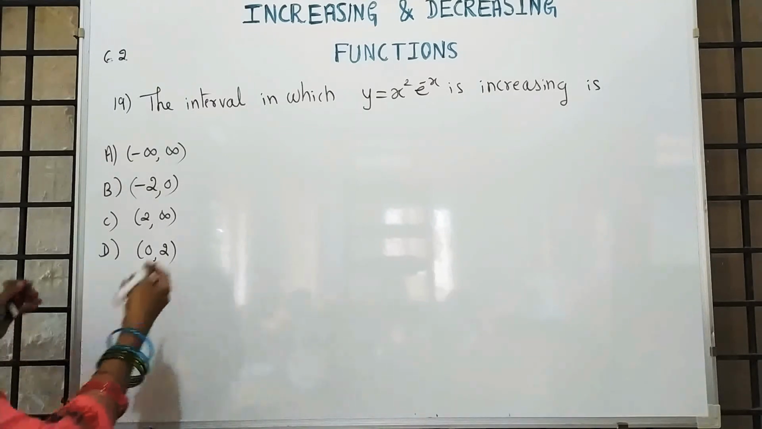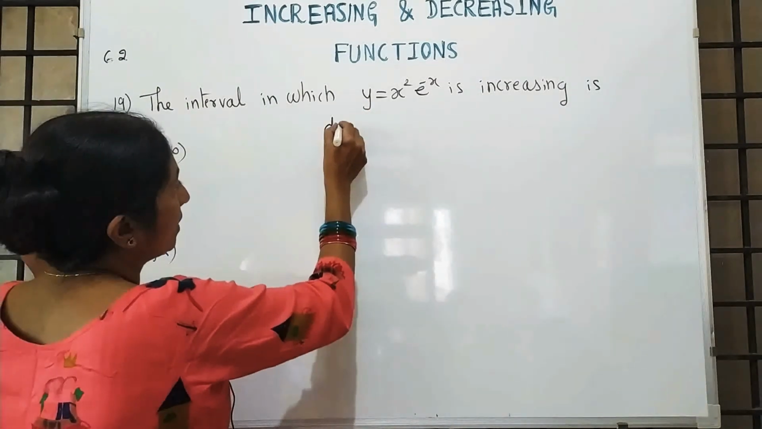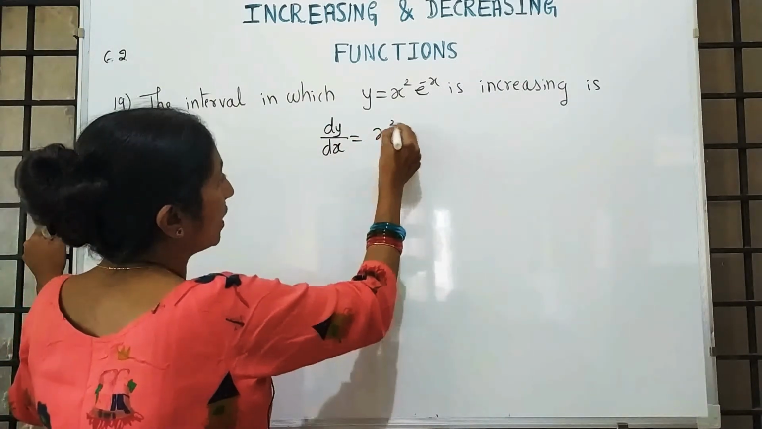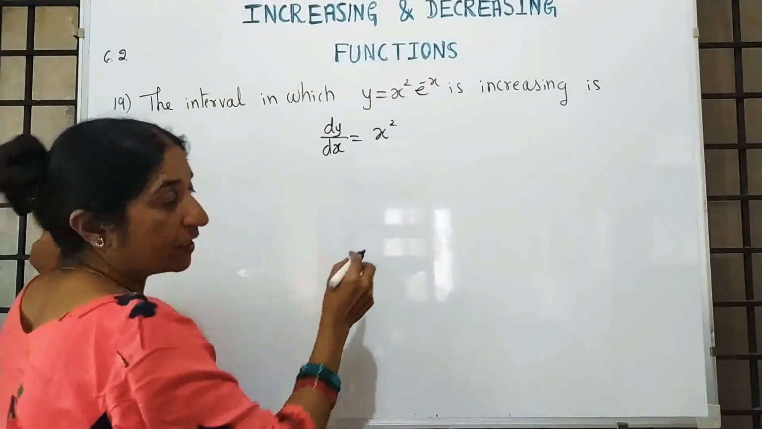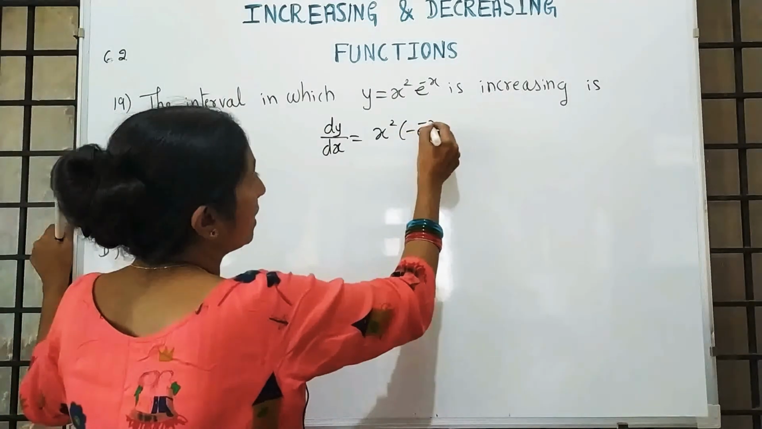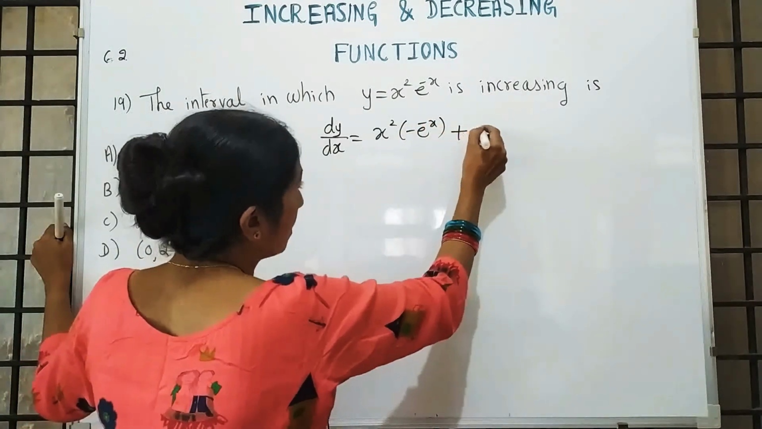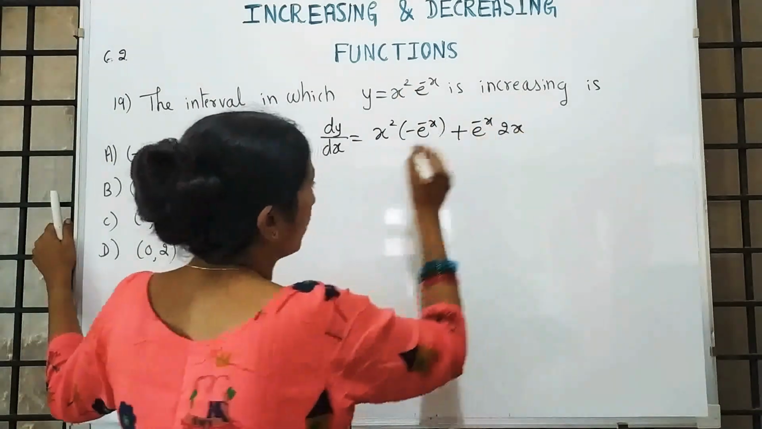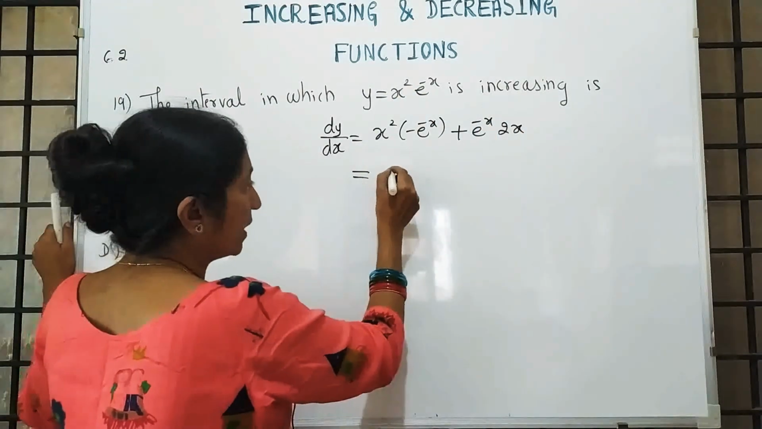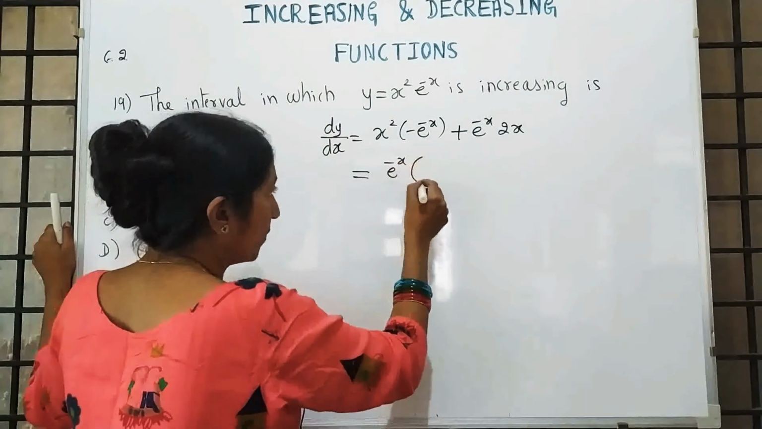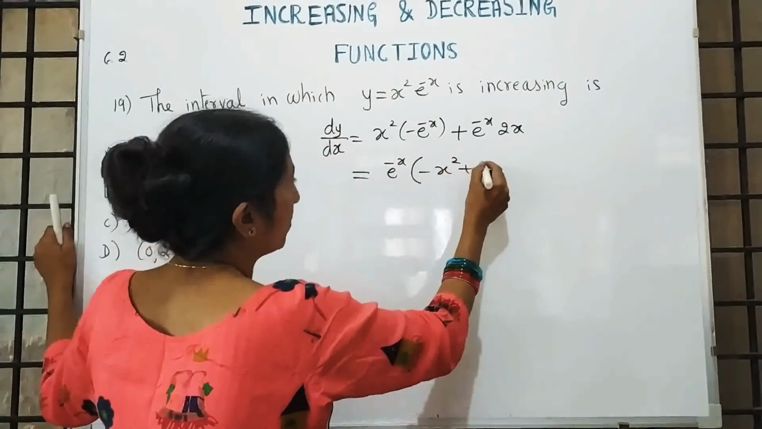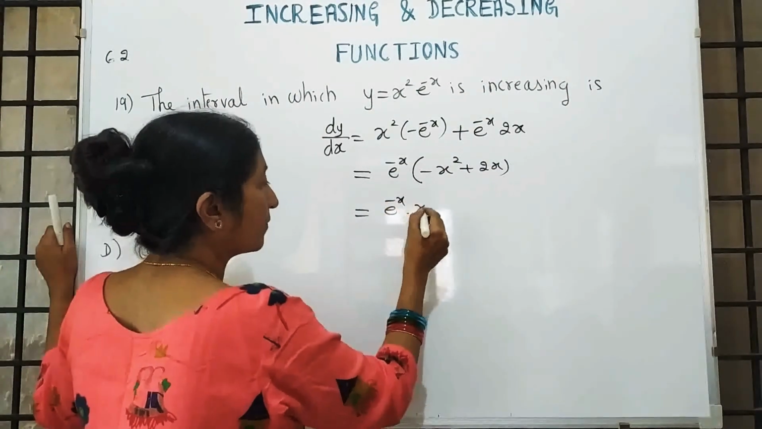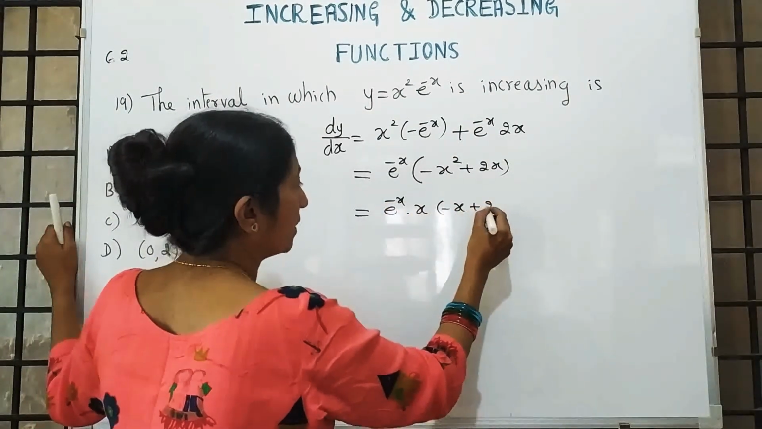Without the first derivative we cannot judge. Here dy upon dx is u into v, product rule: x square as it is, differentiation of e raised to minus x is minus e raised to minus x, plus e raised to minus x as it is, differentiation of x square is 2x. For our convenience, I took e raised to minus x common: minus x square plus 2x. Again we can take x common: minus x plus 2.